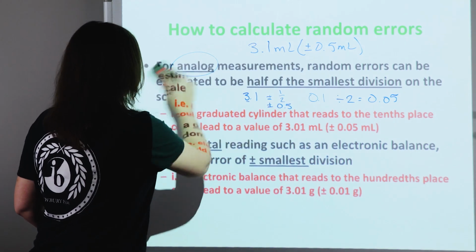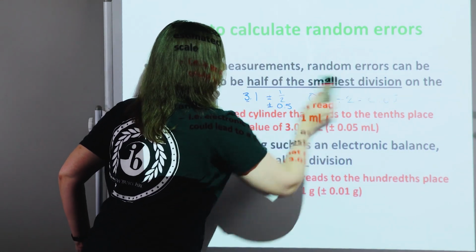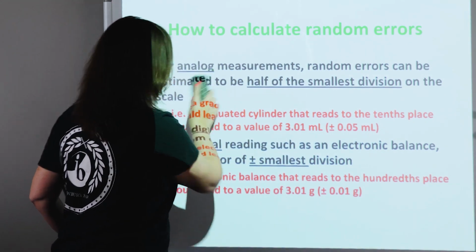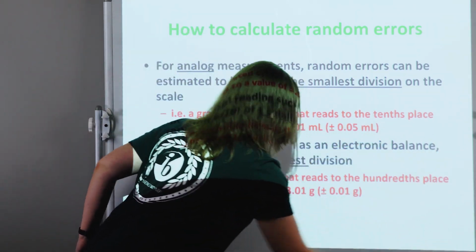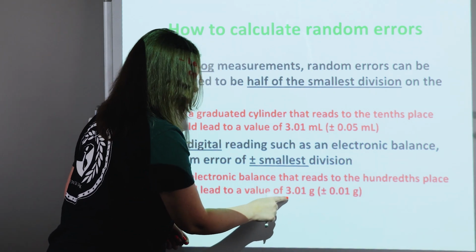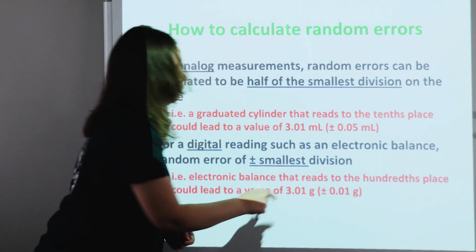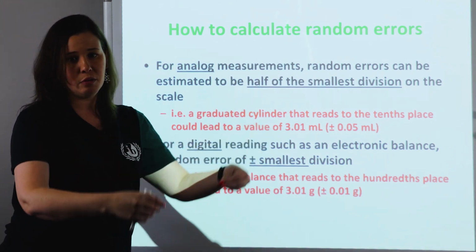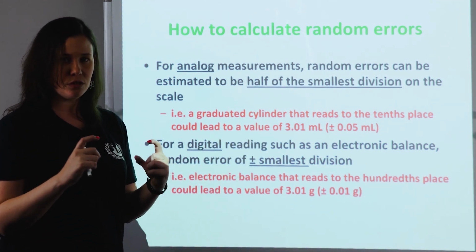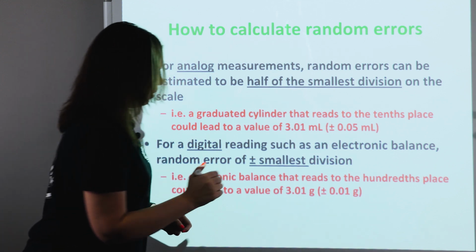Now, digital readings are much easier. Basically, you put a 1 in whatever the decimal place is for the data. So with this digital reading, the scale showed you 3.01. And if it showed you 3.00, you would record 3.00, right? You record everything that the digital screen shows.